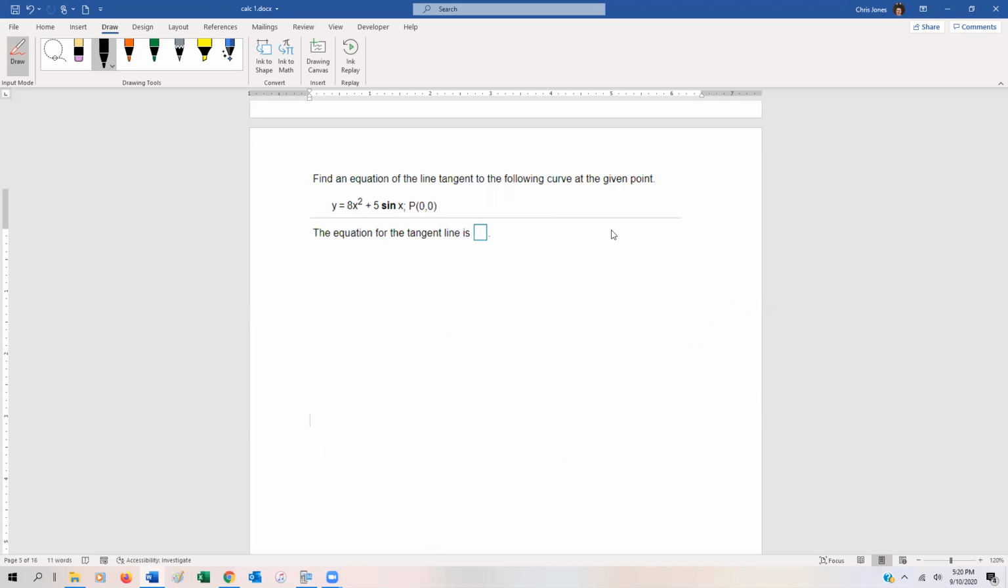All right, so first of all, we need to find the slope. So dy dx, which is really just y prime, or f prime of x, whatever you want to think of it as. This one's really easy. That's going to be 16x. Notice we're not using a product rule because there's a plus sign in between there.